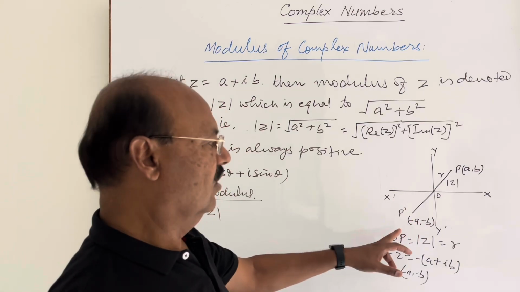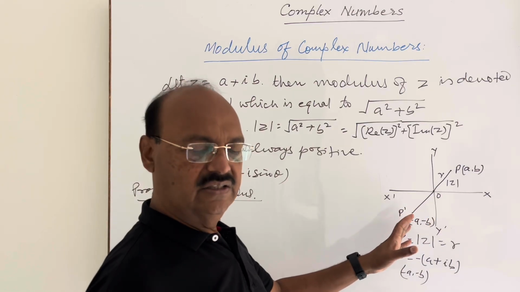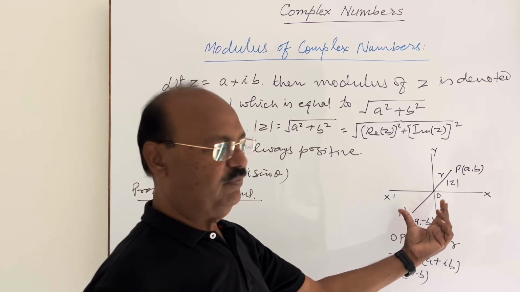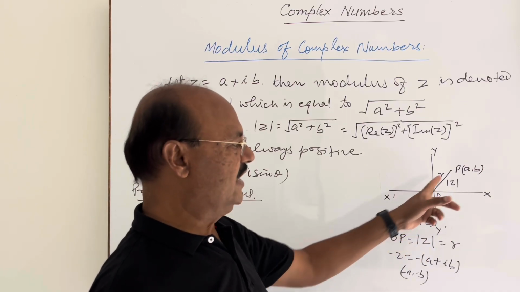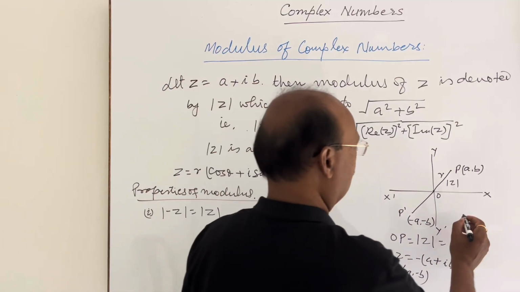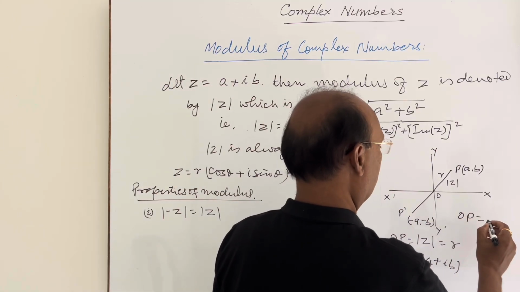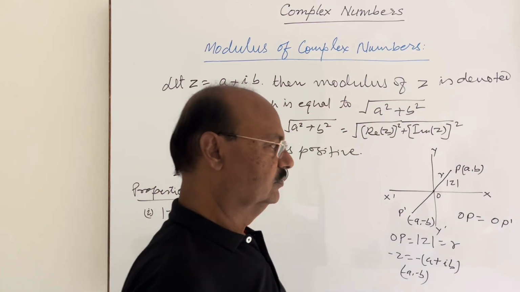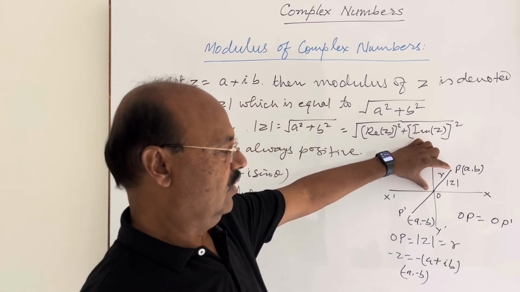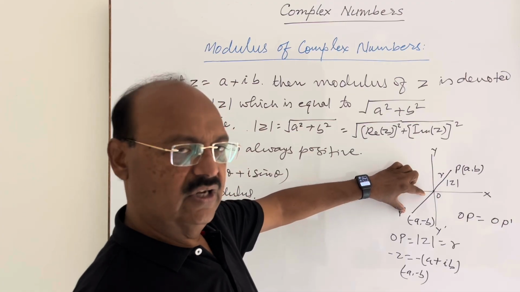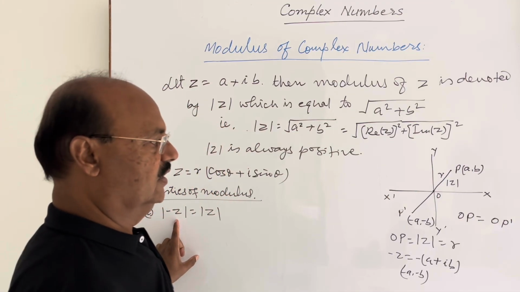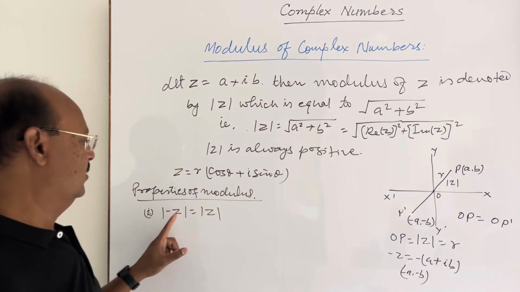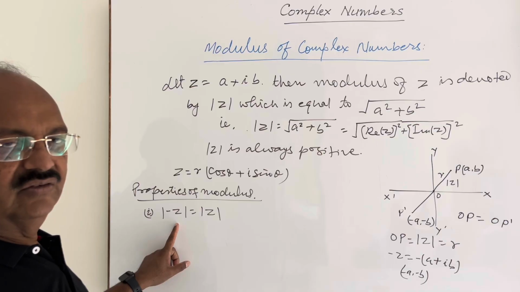So in this case also OP dash is a distance from origin, so this is always positive, and since P dash is the image of point P, the distance OP is equal to OP dash. This is modulus of complex number Z and this is modulus of complex number minus Z. Here OP is equal to OP dash, so mod of Z is equal to mod of minus Z. Very simple.